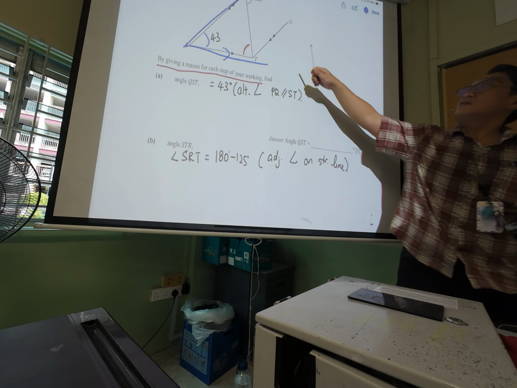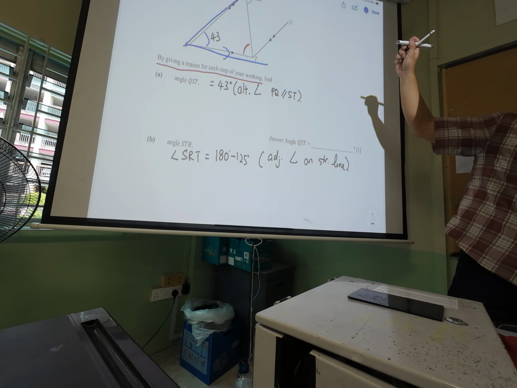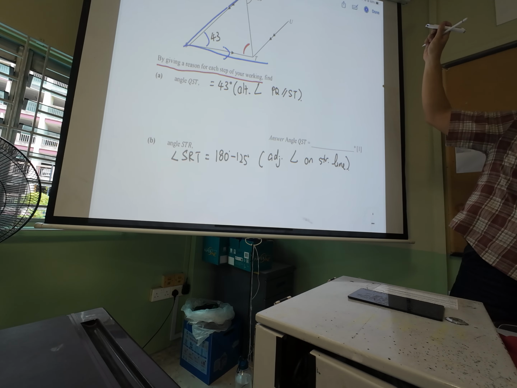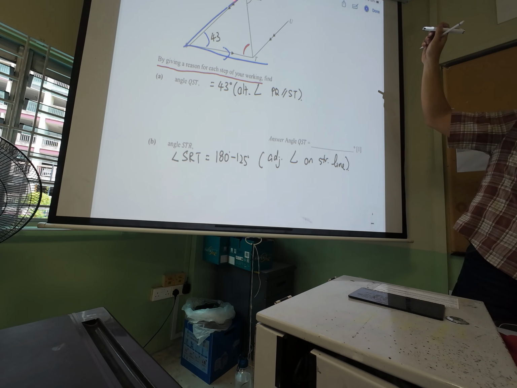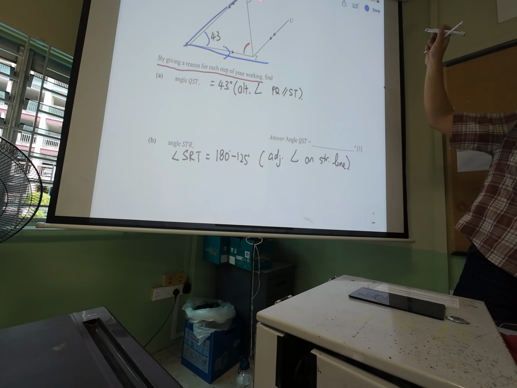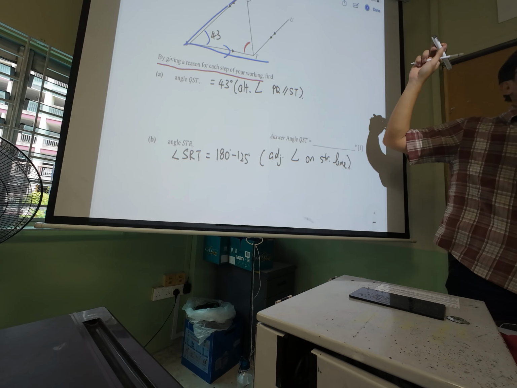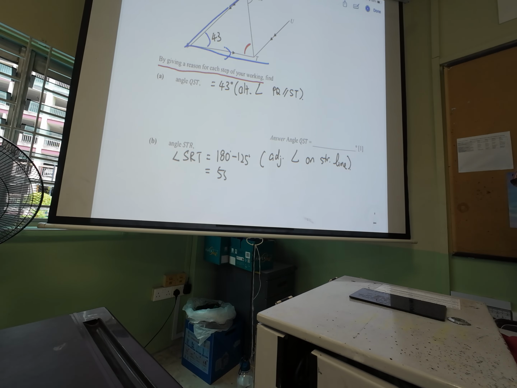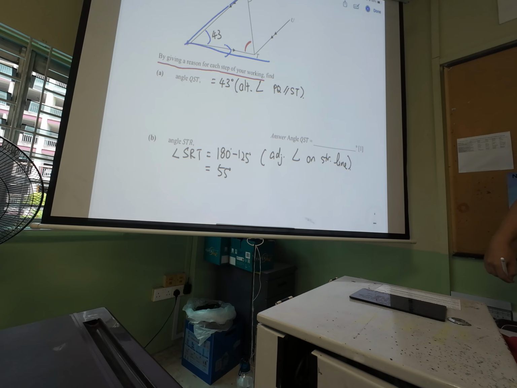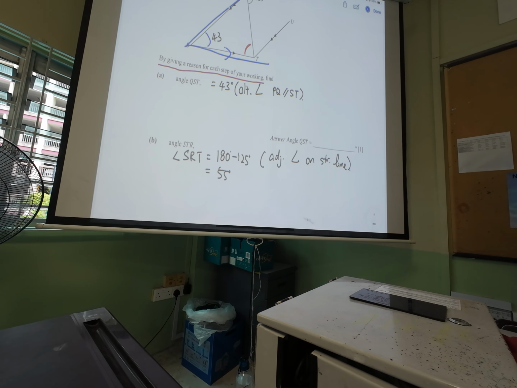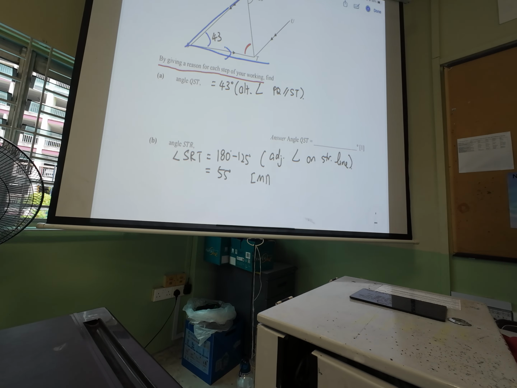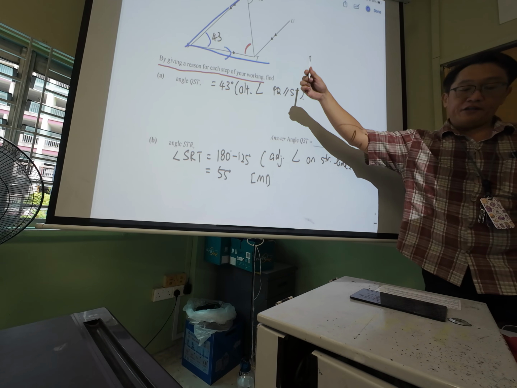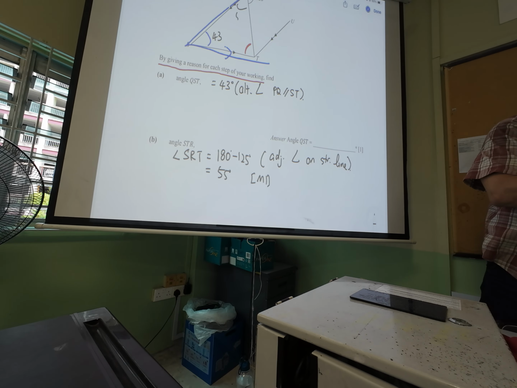Okay? Because a straight line will be 180. That's why I can find this angle. So this is the reason: adjacent angles on a straight line add up to 180. Can? Then it equals 55. So once you get your 55, you get 1 mark. I know that one is 55 already.